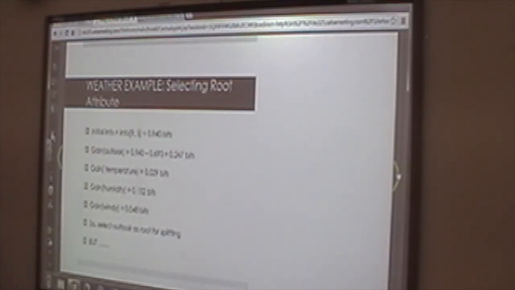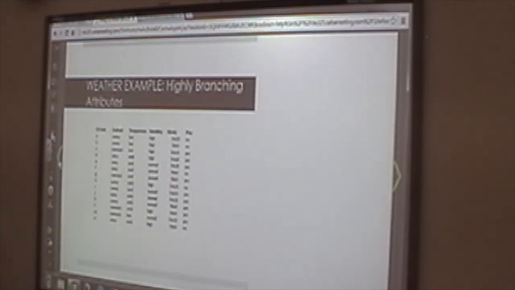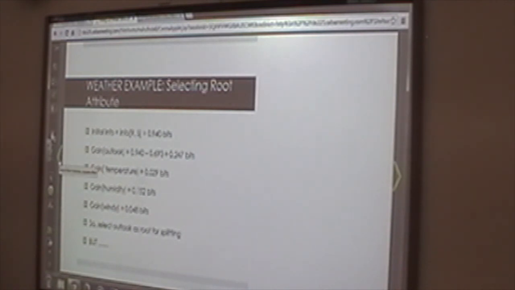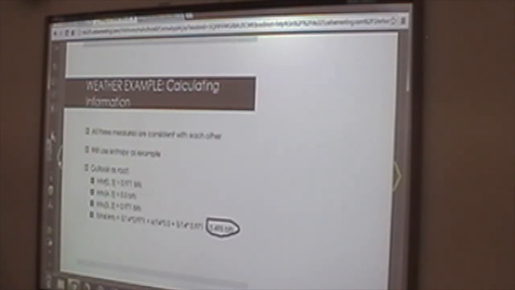So moving on, we've run out of time. But we end up with this 0.693 bits. So now the question is, now what? What are we going to do with that? We'll pick up with that next time.